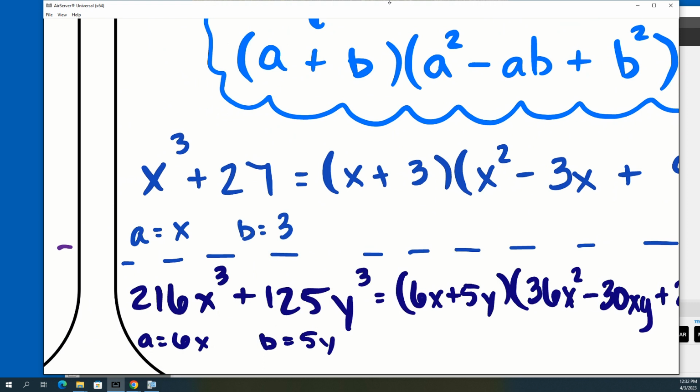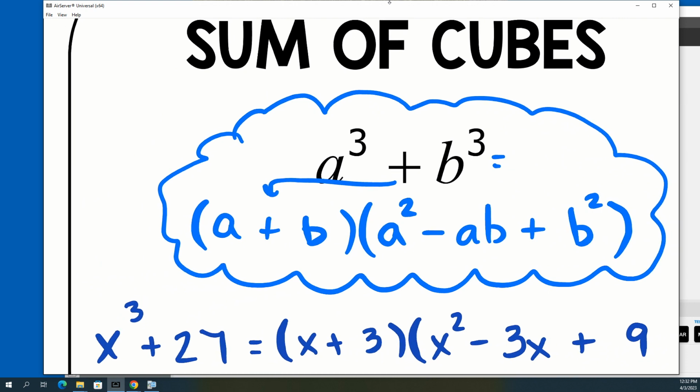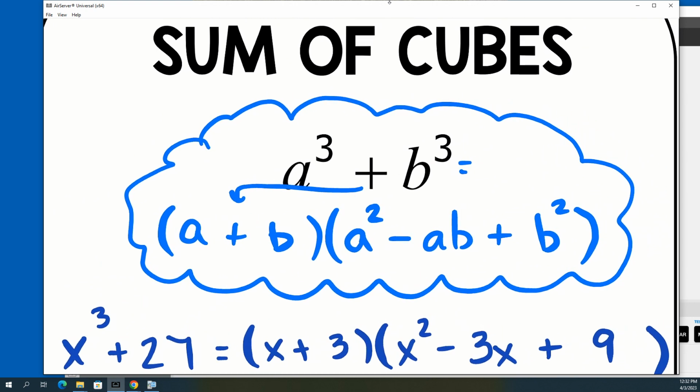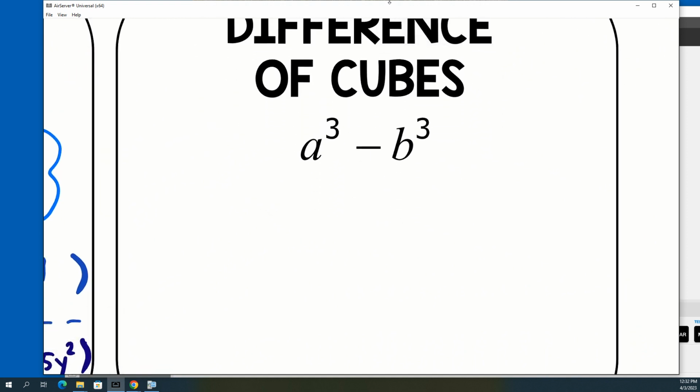All right, let's look at the difference of cubes. The difference of cubes formula is almost identical to the sum of cubes formula, just the signs are a little bit different, the first and second signs. So I basically say the same thing: you do a small set and a big set. You bring each cube root over with the sign from the problem.